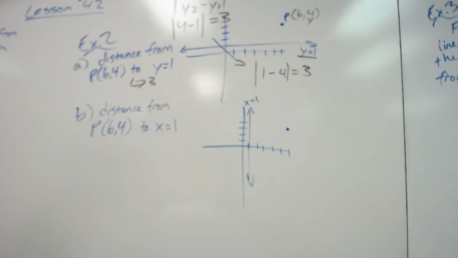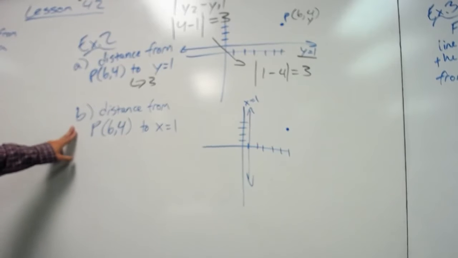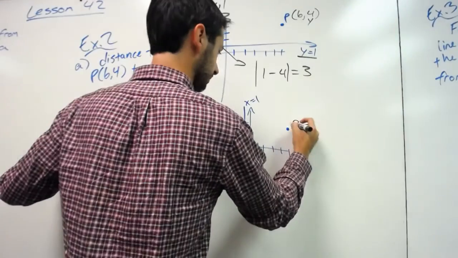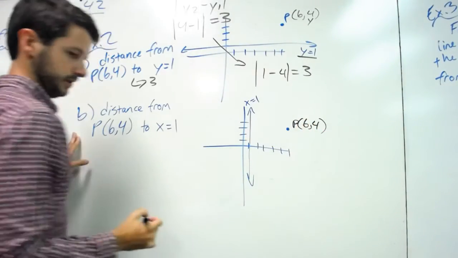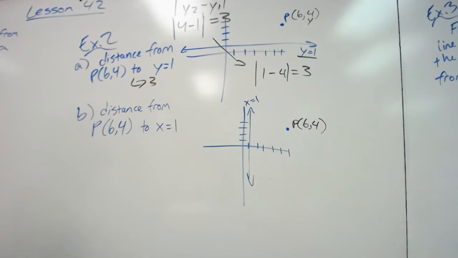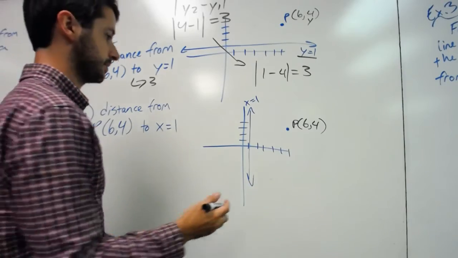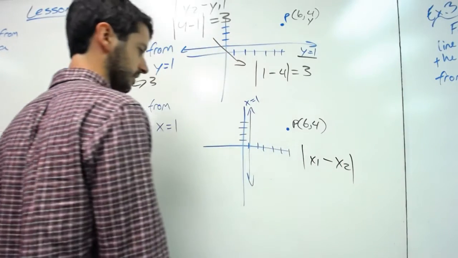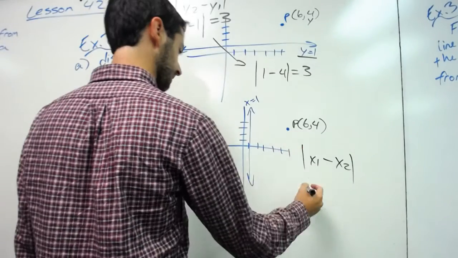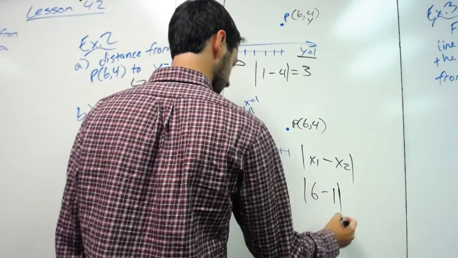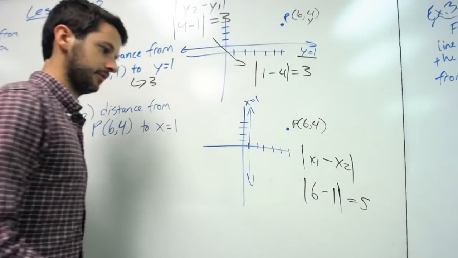Now let's look at example B, 2b. It says distance from P, (6, 4), to the line x equals 1. Well, if we're finding the distance from this point to x equals 1, and then once again, no diagonal, therefore we can just do absolute value of x1 minus x2, or vice versa. Our x here is 6. Our value for x here is 1. So therefore, 5 would be our distance.